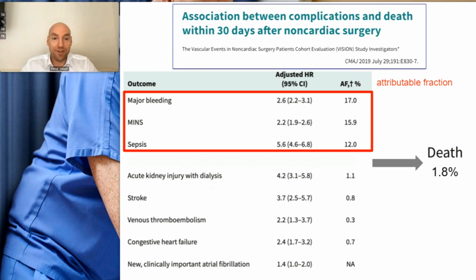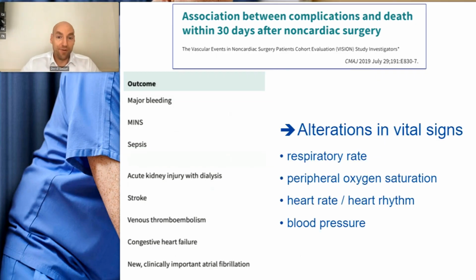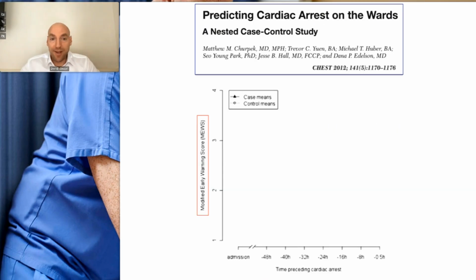And these complications all result in alterations of vital signs. They increase respiratory rate, they may decrease peripheral oxygen saturation, increase heart rate, alter the heart rhythm, and may lead to hypotension. So they may also induce changes in blood pressure. Again, this is not only true for surgical patients, it's also true for patients who are treated in hospital for any other reason.